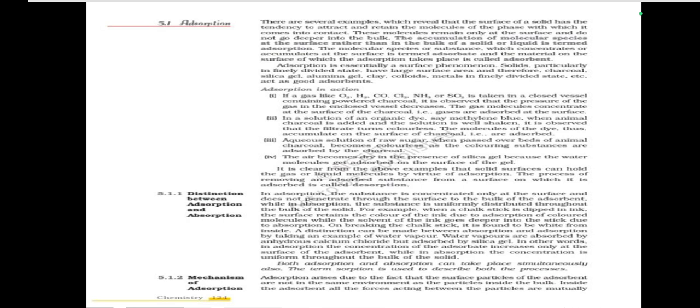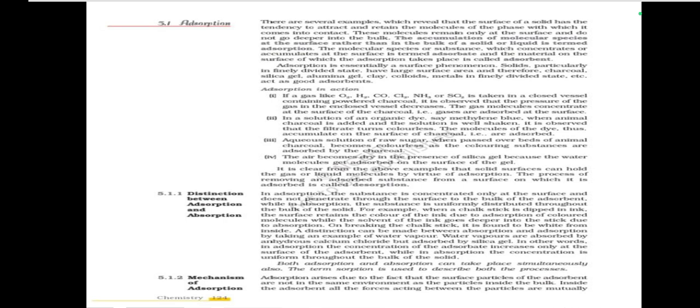Water is absorbed by anhydrous calcium chloride, but adsorbed by silica gel. In other words, in adsorption, the concentration of the adsorbate increases only at the surface of the adsorbent, while in absorption the concentration is uniform throughout the bulk of the solid. Both adsorption and absorption can take place simultaneously. Also, the term sorption is used to describe both the processes.